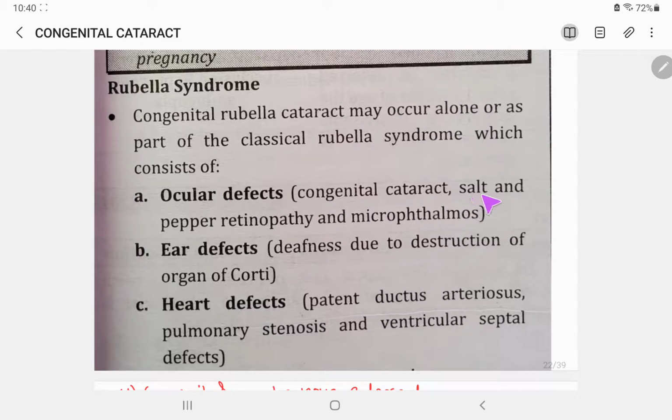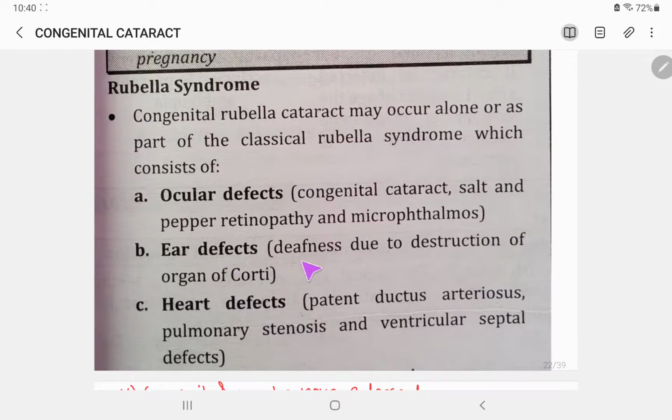Eye means congenital cataract, salt and pepper retinopathy, and microphthalmos. In retinopathy, we can see a salt and pepper like appearance, that's why it's named salt and pepper retinopathy. And microphthalmos means the presence of a small eye. Microphthalmos and congenital cataract as well we are already discussing.